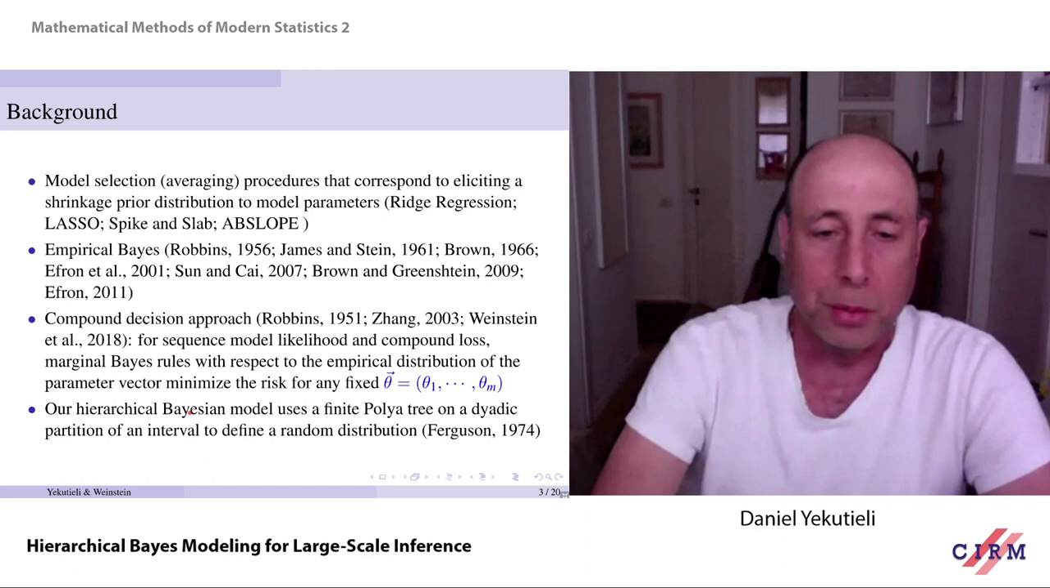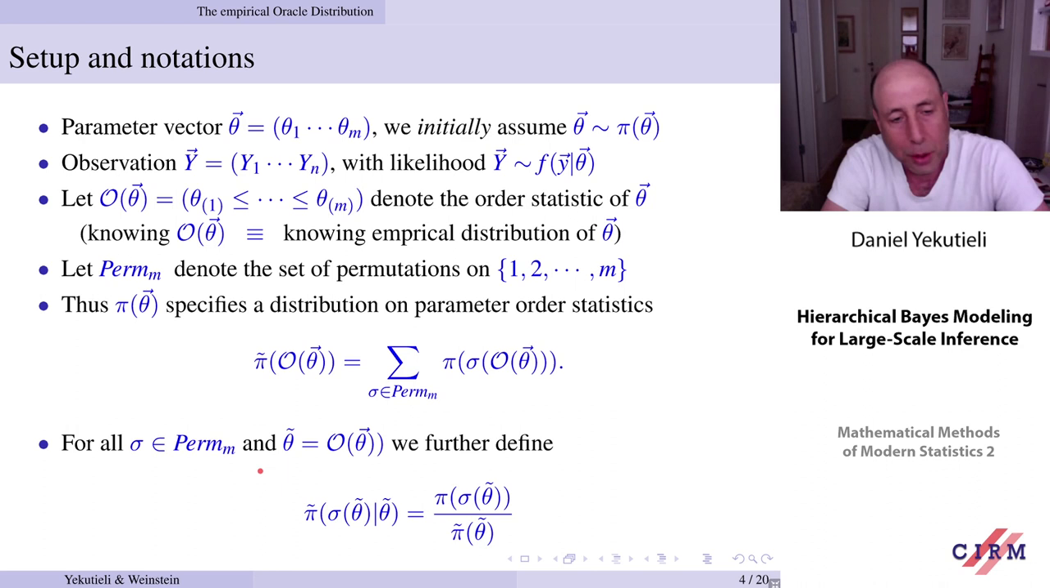Okay, let's begin with some setup and notation. Theta vec will be our parameter vector, an M-vector. Initially, for a Bayesian approach, we assume that theta is generated by some known distribution that we denote by pi. So pi is the prior distribution of the parameter vector theta.